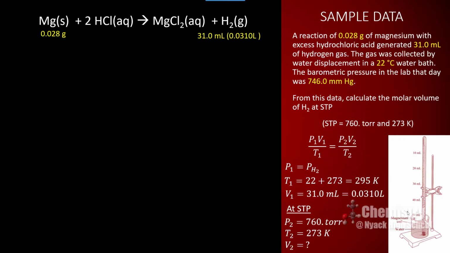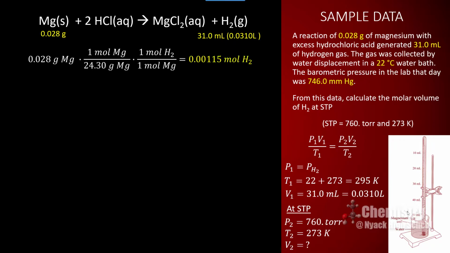Our task is to figure out what the volume of the gas will be at STP. So first, before we calculate the molar volume, what we need to do is to calculate the theoretical number of moles of hydrogen gas that would be produced from the reaction, and that's laid out before you.